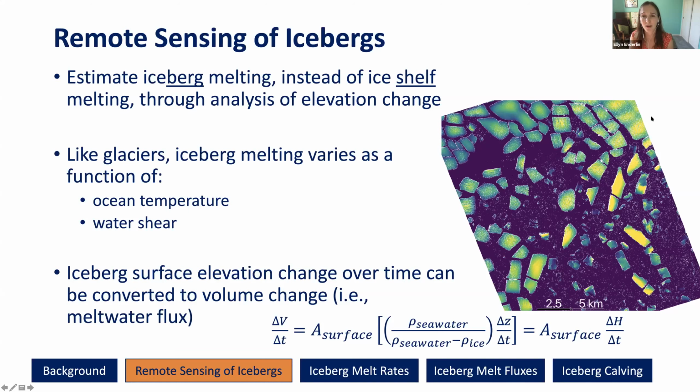I'm sorry, I do not have a color bar on this, which I didn't realize until pretty late, but these icebergs stick out about 50 meters out of the water at their highest elevations. That's where it's saturated on here. And what we can do is look at these individual icebergs, like this one right here in the middle, and look at their elevation changes over time. So that's my dz/dt in this equation. And since they're floating, I can use the contrast in the density of seawater and ice to convert that surface elevation change to a thickness change. That's my big dh/dt here. And then if I multiply that by the surface area of the iceberg, that gives me a volume change over time. So that is my meltwater flux.